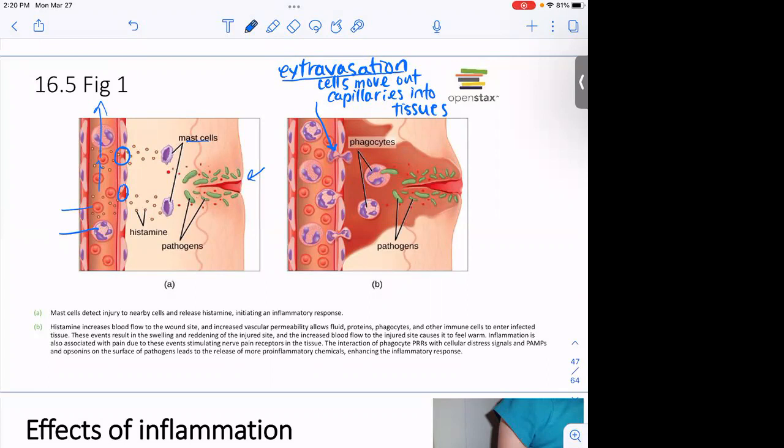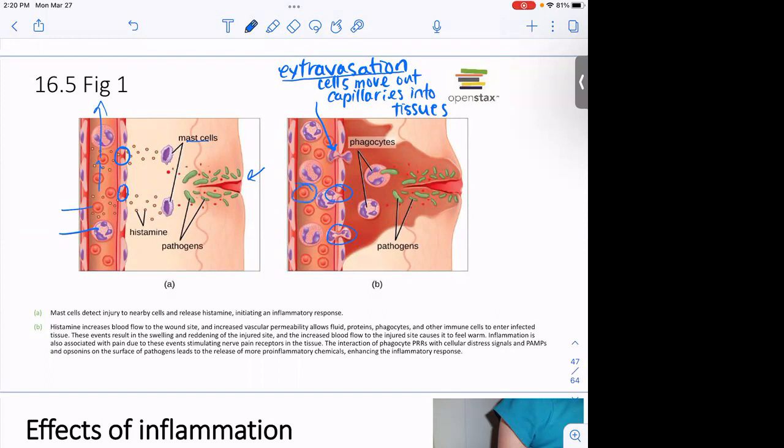So again, that's much more complicated than what we're going to talk about. Lots of signals so that the cells stick to the blood vessel wall and then can move out into the tissues. Okay. Now, if inflammation gets to be too much or too long acting, and you've got these big gaps in the blood vessel wall, what can happen?